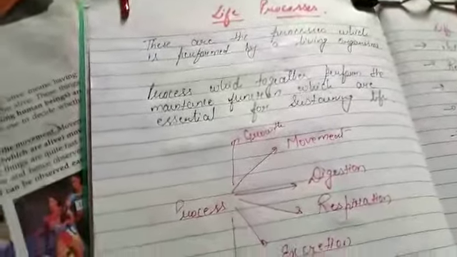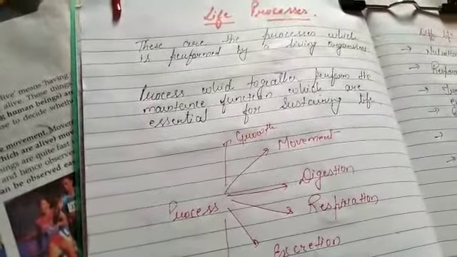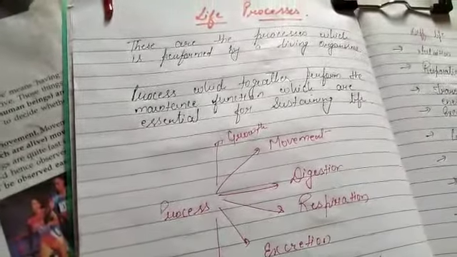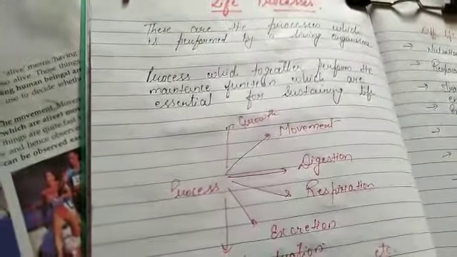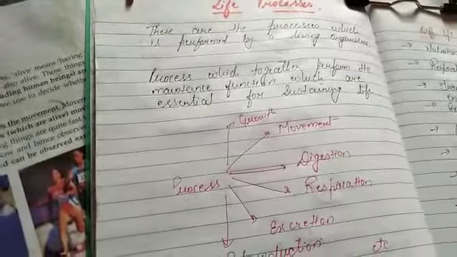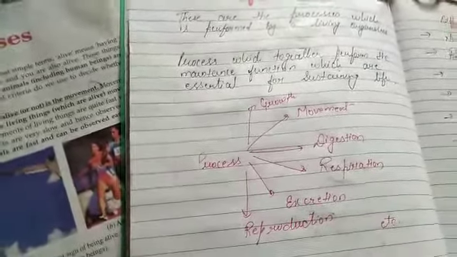These different types of processes, because of which we consider an organism a living organism, are called life processes. So what are life processes? The processes which together perform the maintenance functions that are essential for sustaining life are called life processes. The processes which are performed by all living organisms are called life processes.